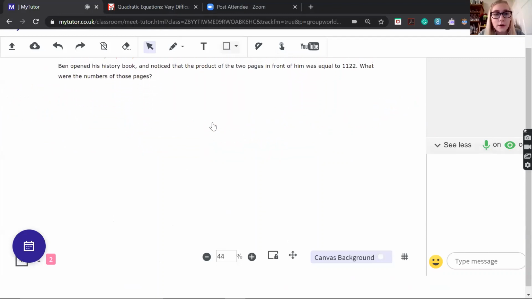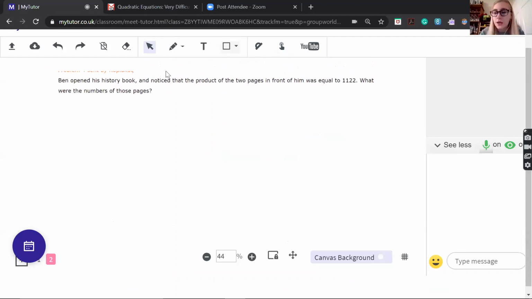So Ben opened his history book and noticed that the product of the 2 pages in front of him was equal to 1,122. What were the numbers of those pages? So this question, I always find word questions throw me off a bit, because you can't really see many numbers. You can't see the maths that you have to do, and that's because you have to form it yourself, which is the trickiest part of this.